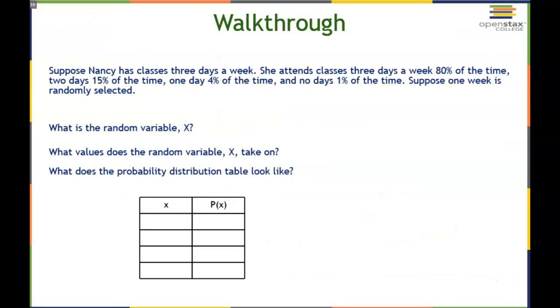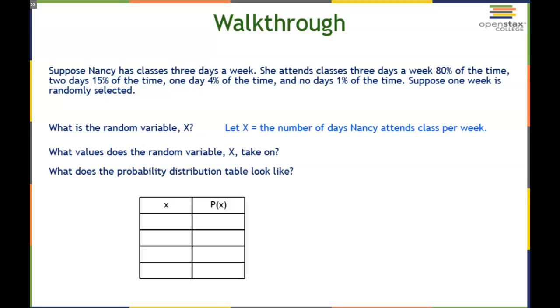Here we have a problem, and we're going to walk through gathering all the information and answering the questions and filling out a table. Suppose Nancy has classes 3 days per week. She attends classes 3 days a week, 80% of the time, 2 days a week, 50% of the time, 1 day a week, 4% of the time, and no days a week, 1% of the time. Suppose 1 week is randomly selected. What is the random variable capital X?